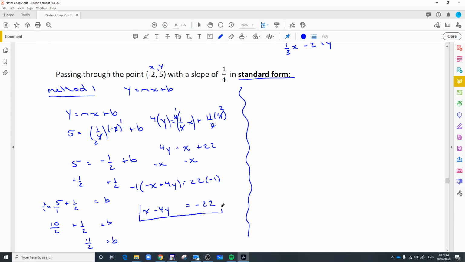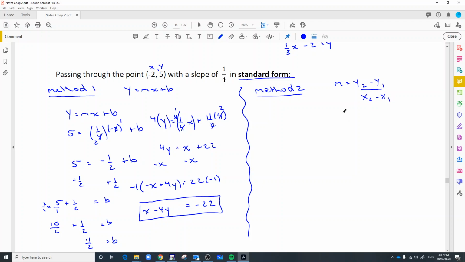So a little bit clunkier, right? Looked like magic in the first example. Looked like the best possible method ever. And in this one, felt a little bit clunkier, but doable. Method 2 is using that good old workhorse, the slope formula.